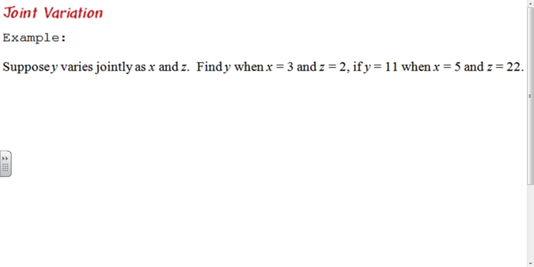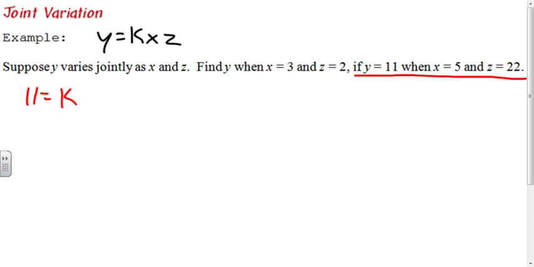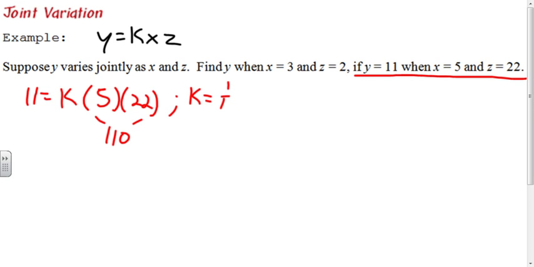Another joint variation example, so again, y equals kxz. If y equals 11 when x equals 5 and z is 22, so 11 equals k, x is 5, z is 22. 5 times 22 comes out to 110. So divide both sides by 110 to find that k equals 1/10.